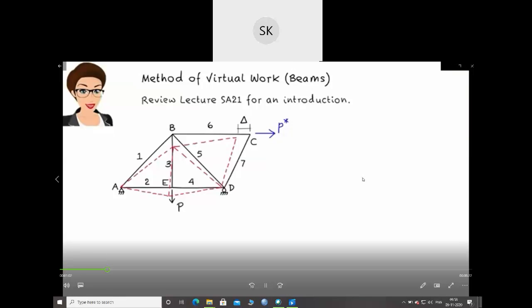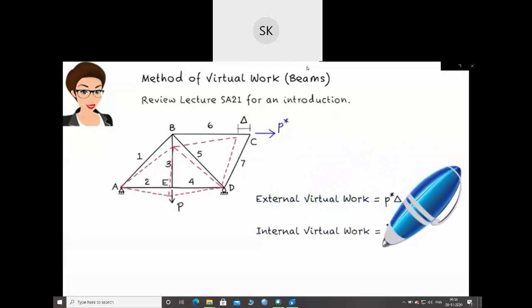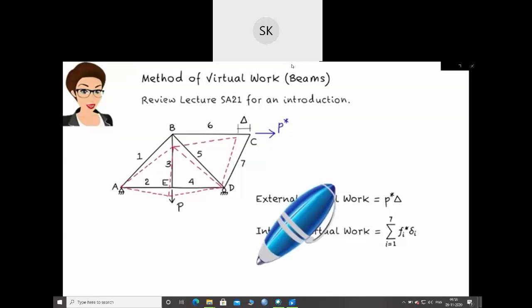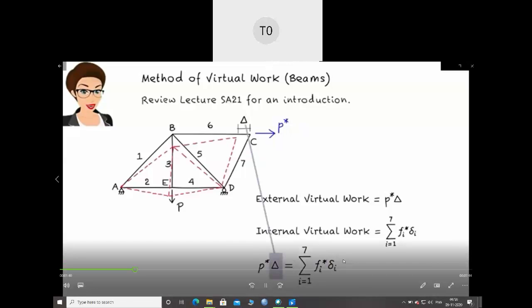In this case, external virtual work equals P star times delta, and the internal virtual work equals the sum of F star i times delta i. Here, F star i is the force in member i due to the virtual load, and delta i is the elongation of the member due to the real load. According to the method of virtual work, external virtual work equals internal virtual work. P star is the applied virtual load, and F star i is the virtual member force due to P star. This is the displacement due to the real load, and this is the member elongation due to the real load.